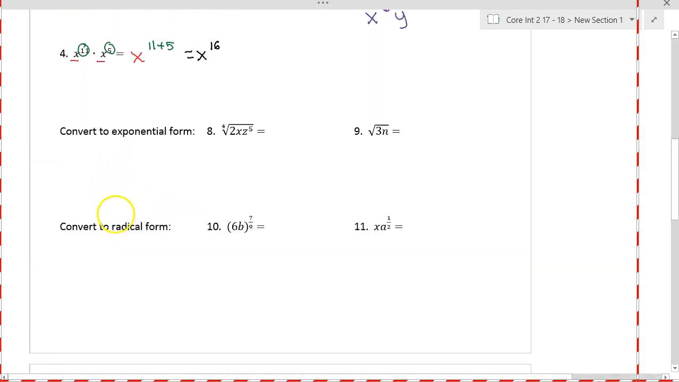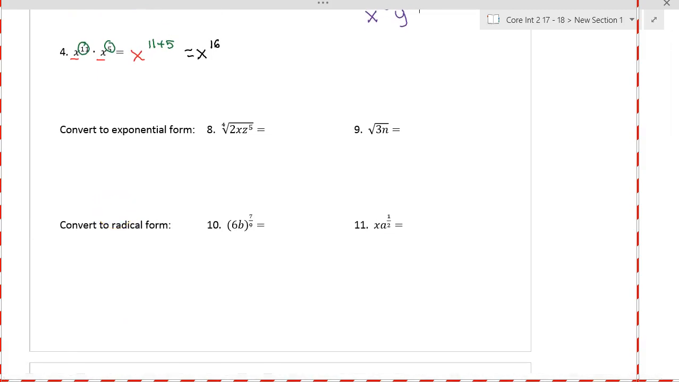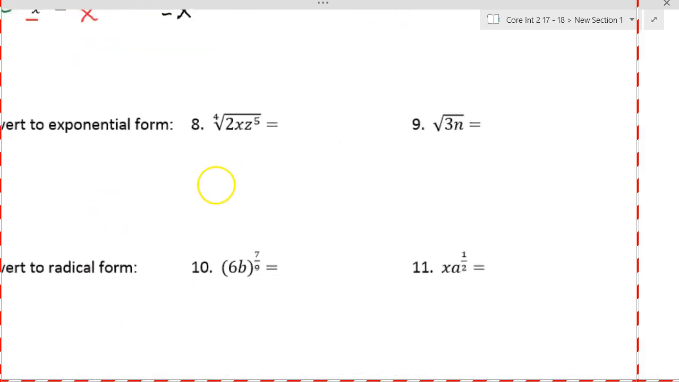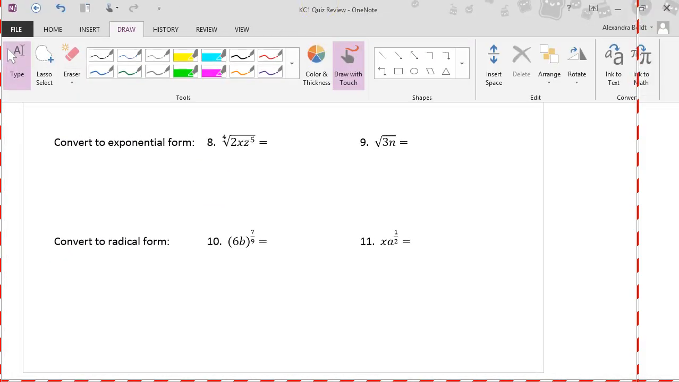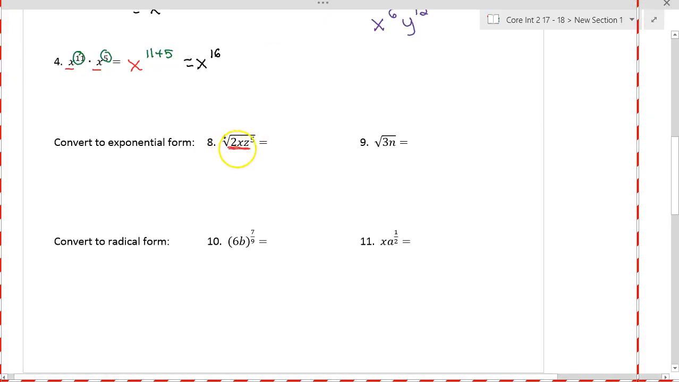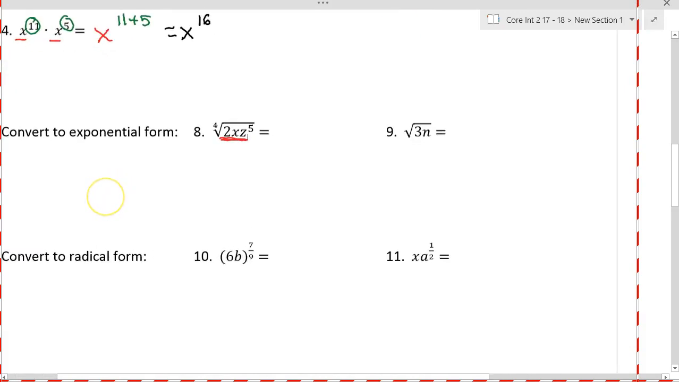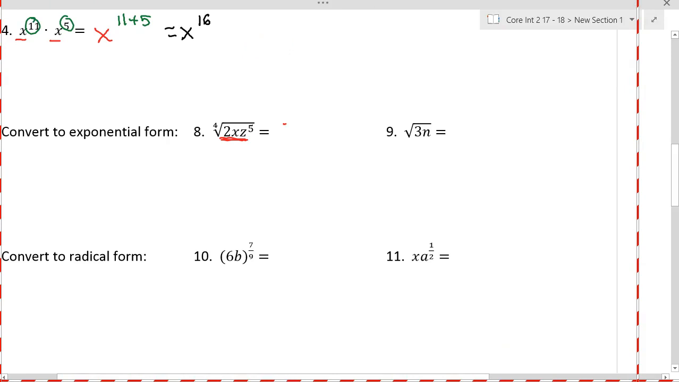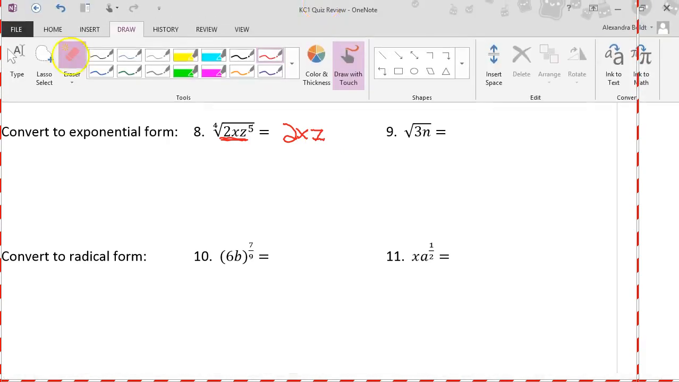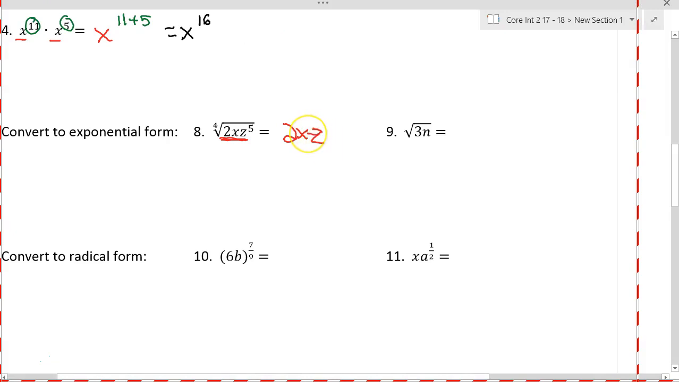Then looking at 8 and 9, converting to exponential form. Right, I'm going to start with my base. Base is everything under the radical. This is really bad. I apologize. It's still a bad Z. So that's a Z. Just pretend.